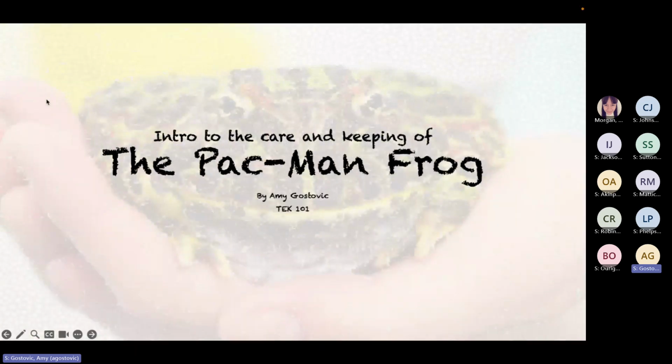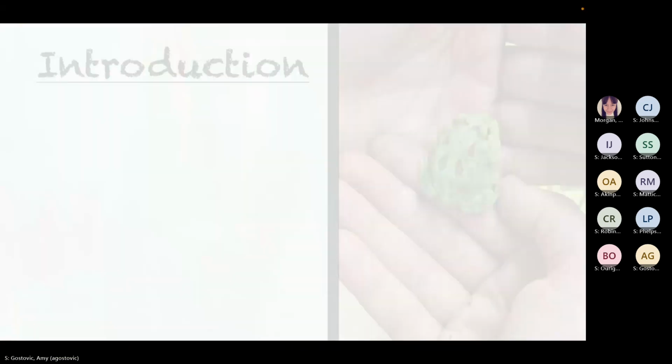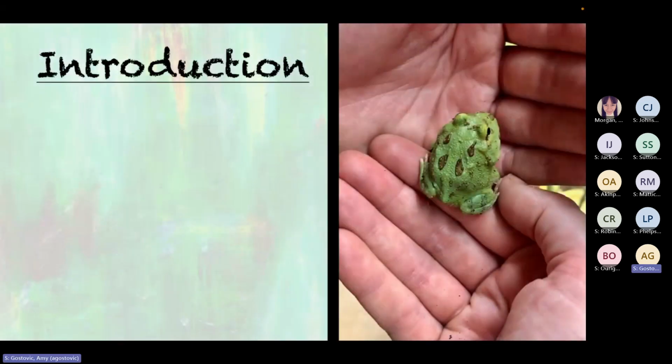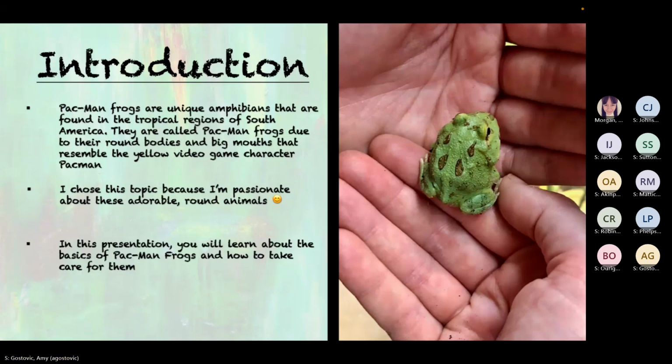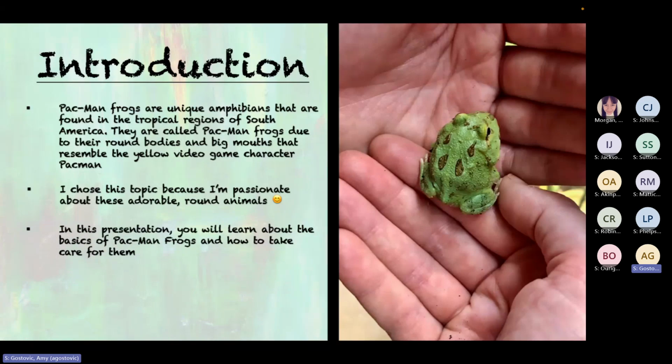So my presentation is about the intro to the care and keeping of the Pac-Man frog. A little bit about Pac-Man frogs is that they're unique amphibians that are found in the tropical regions of South America. They are called Pac-Man frogs due to their round bodies and big mouths that resemble the yellow video game character Pac-Man. I chose this topic because I'm really passionate about these adorable round animals, and I also own one myself that I've had for 2 years now. In this presentation, you will learn about the basics of Pac-Man frogs and how to care for them.